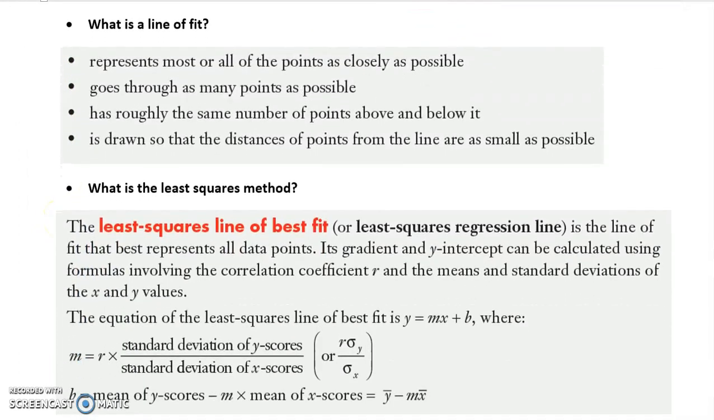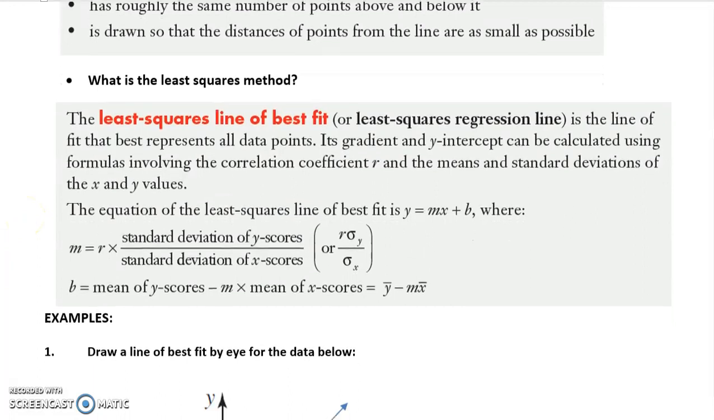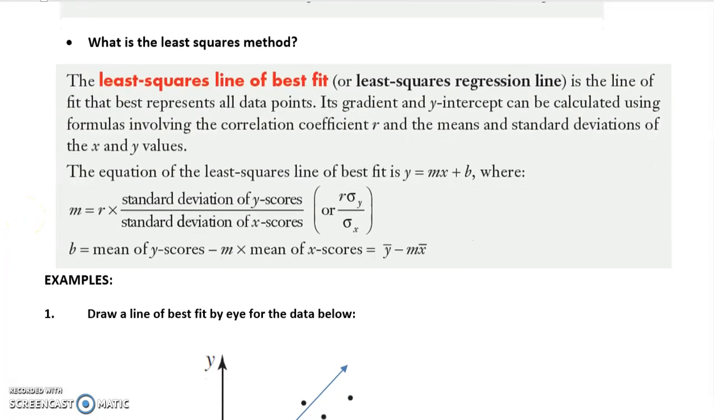So first off, what is a line of fit? Well, a line of fit shows you where most or all of the points are aligned as closely as possible. You want the line of fit to go through as many points as you can, keeping roughly the same amount of points above and below, and drawn out so the distance of the points are as small as possible.